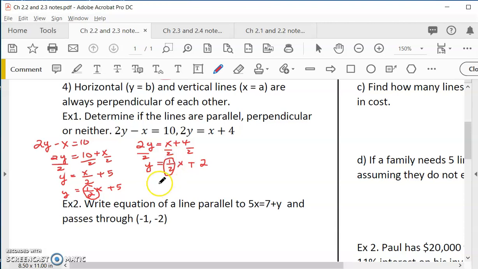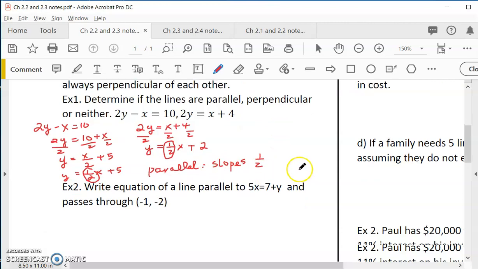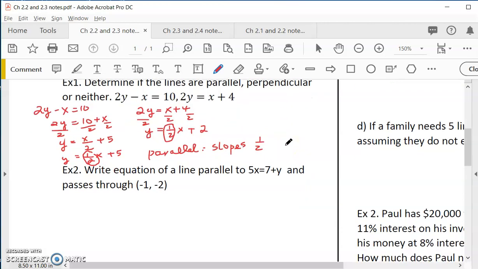So they're the same, right? Same slope, but one y-intercept is 5 and the other is 2. So you can tell that they're different lines, but they have the same slope. They are parallel, because the slopes are both 1/2, the same. And if they are not the same, you multiply them and they become -1, then they're perpendicular. Otherwise, they are neither.